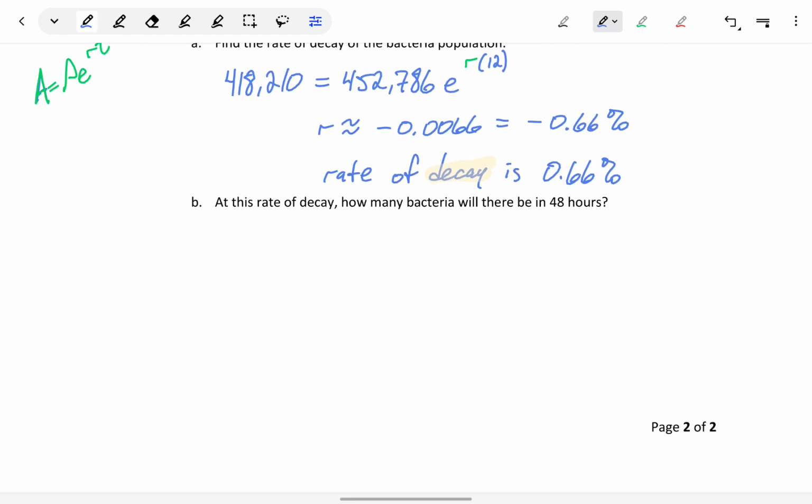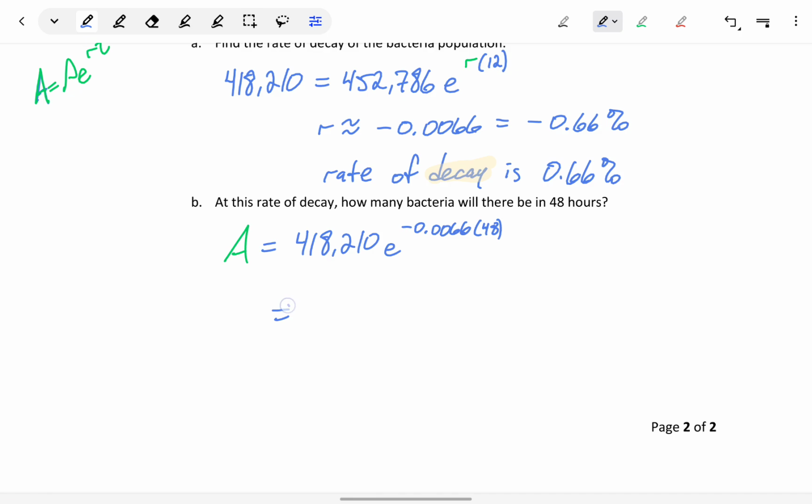And then in part B, we're asked at this rate of decay, so assuming that percentage holds, how many bacteria will there be in 48 hours? In this case, it's the final amount that's the unknown. We know that after 12 hours, we are at a population of 418,210 e to the negative 0.0066. And then we're wondering about in 48 more hours, so we'll plug in t equals 48 hours.